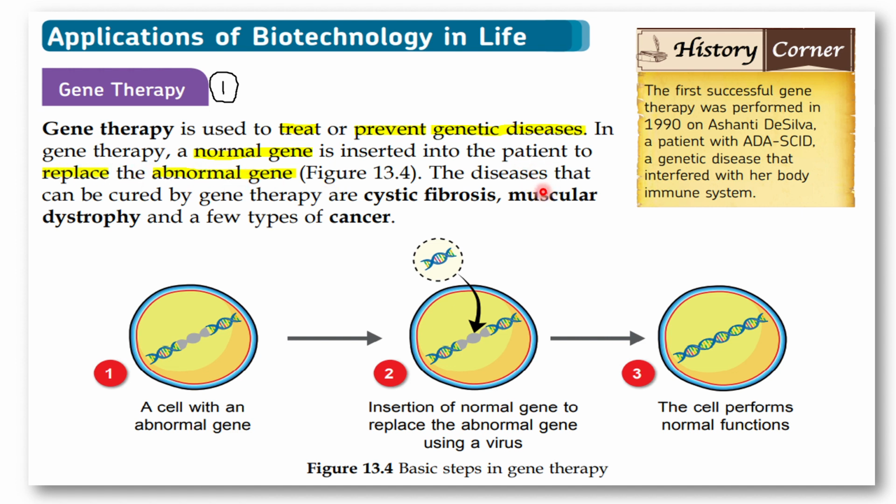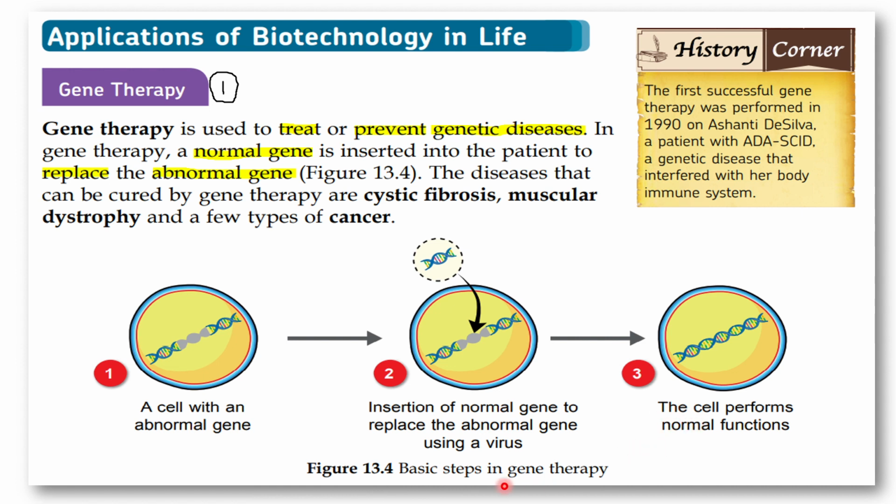So examples of diseases that can be cured by gene therapy are cystic fibrosis, muscular dystrophy, and a few types of cancer. So this figure shows the basic steps in gene therapy. First, you are to insert a normal allele into a particular gene in the cells that contain non-functioning alleles of that gene. So if the inserted normal allele is expressed, then we say that the individual will produce a functioning protein, and therefore the individual no longer has the symptoms associated with the genetic disease.